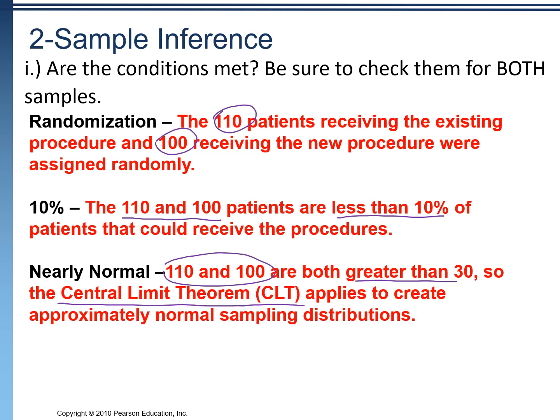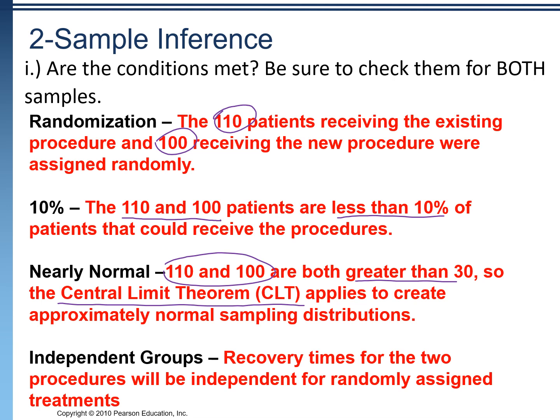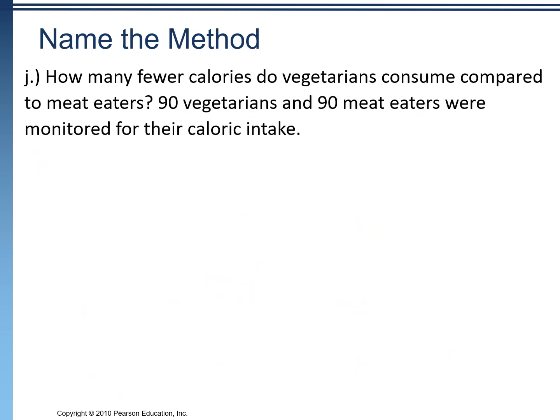And then anytime we do a two-sample test, there's a fourth condition called independent groups. And this is with respect to the response variable. So our response variable here is recovery times. And we're just going to say that recovery times for these two procedures will be independent because they're being randomly assigned. We'll close out with a few more name the method examples.